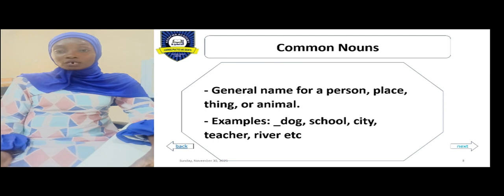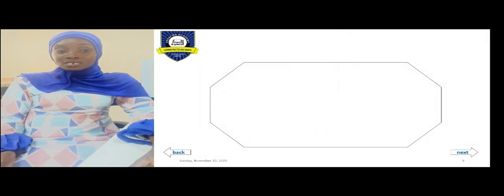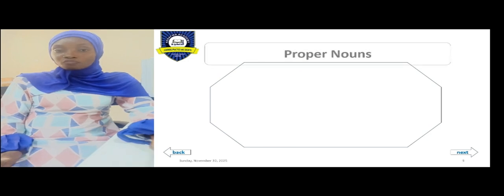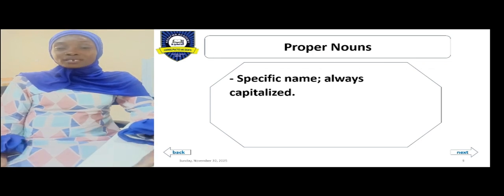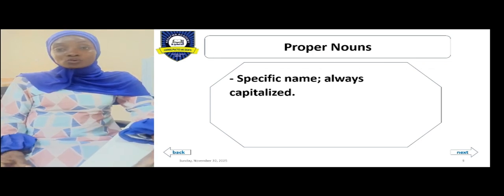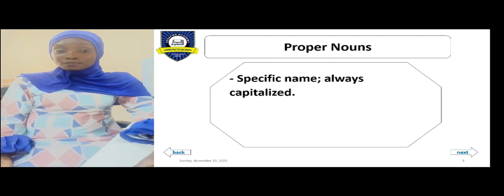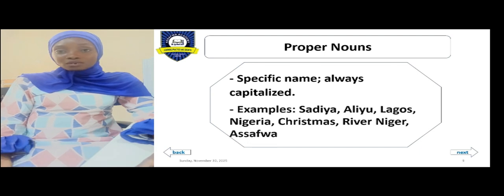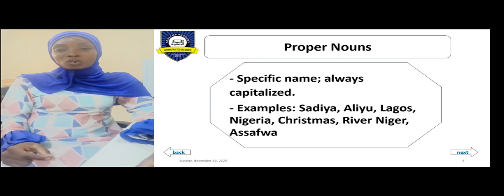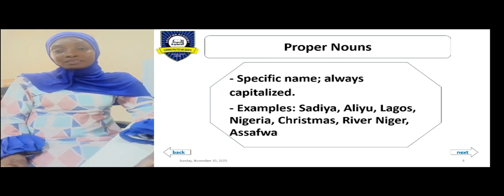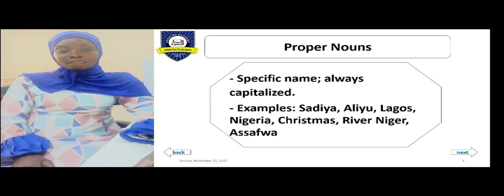Now we also have a proper noun. Proper noun on the other side means a specific name of people and things and places, and we always start the proper noun with a capital letter. Examples, we have Sadia, Aliu, Lagos, Nigeria, Christmas, River Niger, and Asafwa. These are particular names of people and places, so we always begin the proper nouns with capital letter.